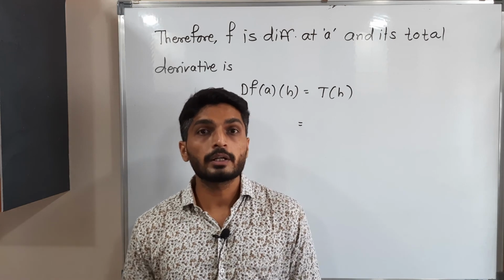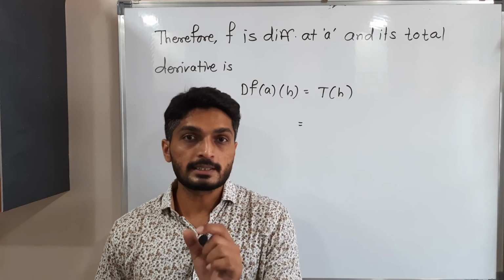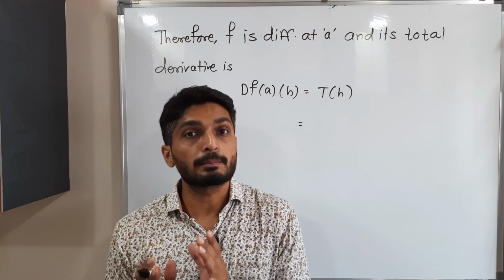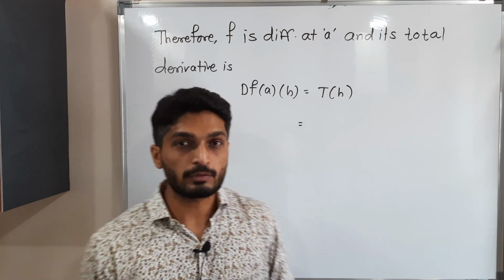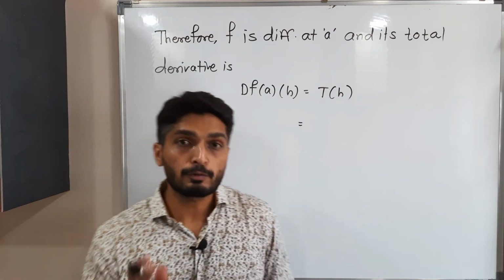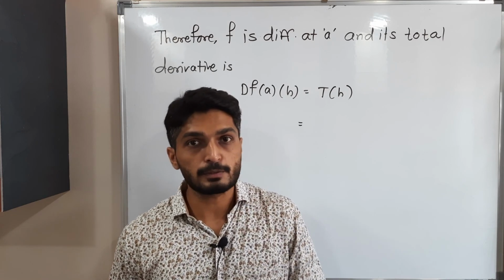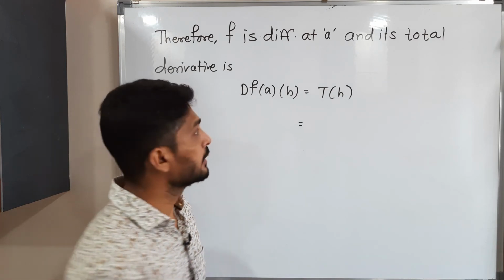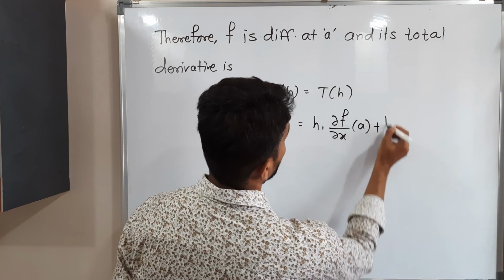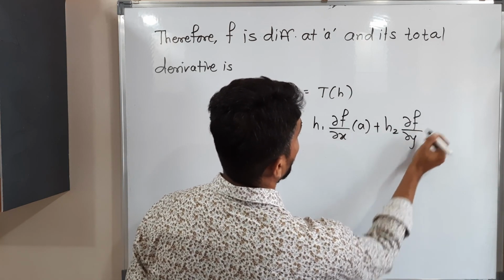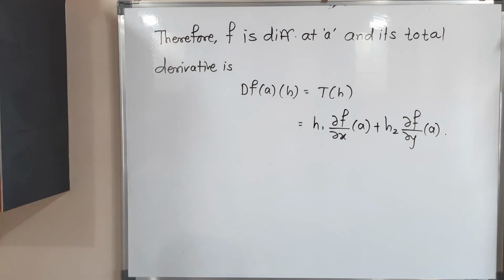Using the epsilon-delta definition, we proved that the function is differentiable at a, since norm h less than delta implies mod f of a plus h minus f of a minus T of h, divided by norm h, is less than epsilon. So we can declare f is differentiable at a, and its total derivative is that linear transformation. You remember the definition of the linear transformation which we had assumed initially: h1 del f by del x of a plus h2 del f by del y of a. In this way we proved this theorem. You can take a screenshot of it and then we will stop.